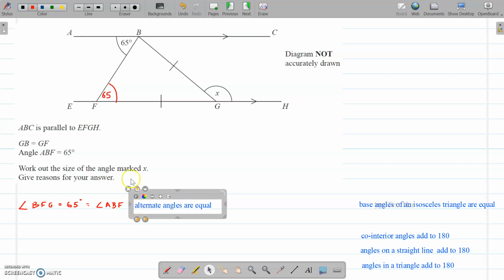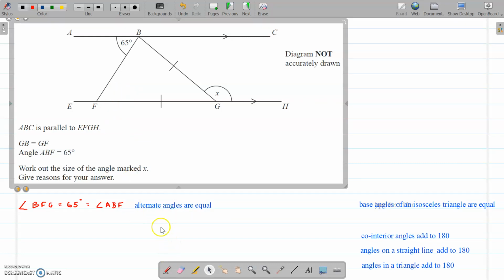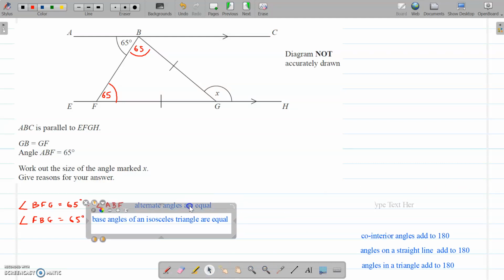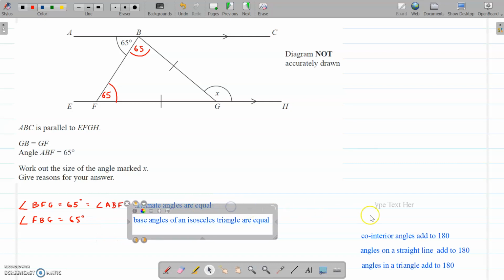Having established that that's 65, I'm going to say that this one up here is also 65. The reason for that is because base angles of an isosceles triangle are equal. So angle FBG, that's what I've just done, angle FBG equals 65 degrees, and the reason for that is here, base angles are equal.